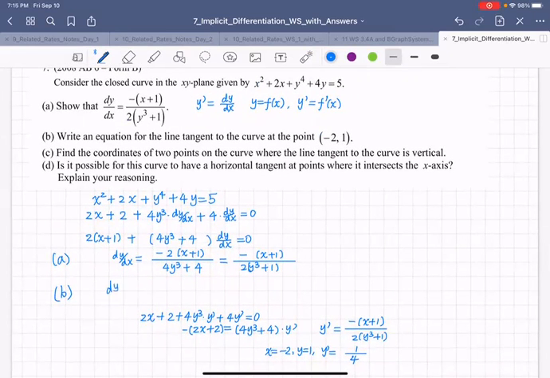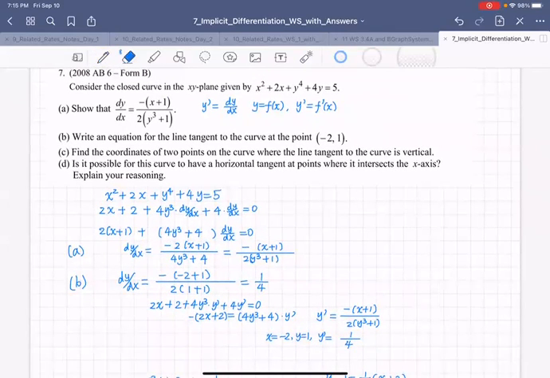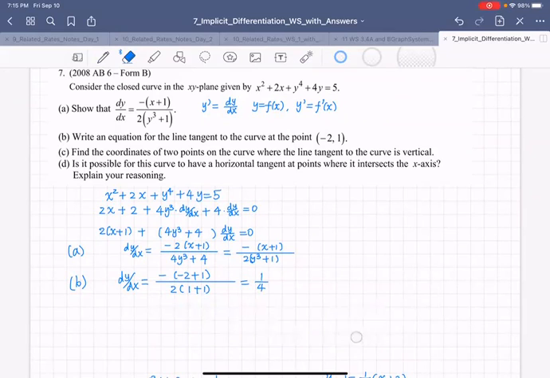So dy over dx equals negative x plus 1. X is negative 2, right? Plus 1. 2 times y cubed, y is 1, right? 1 here, plus 1. So it equals 1/4. Make sense? That's 1/4. That's right. So we got the slope.